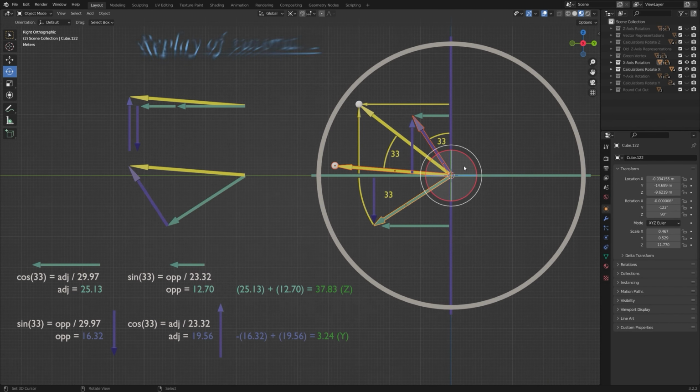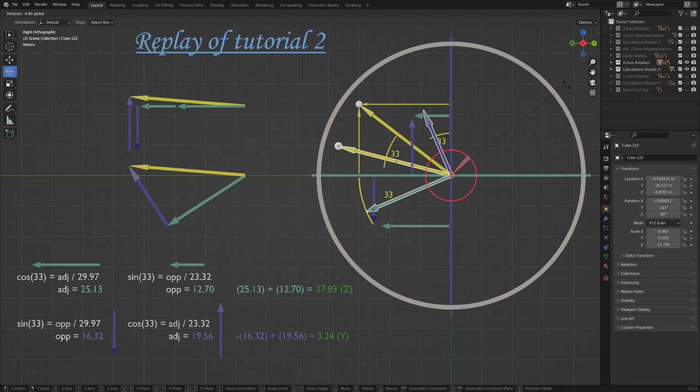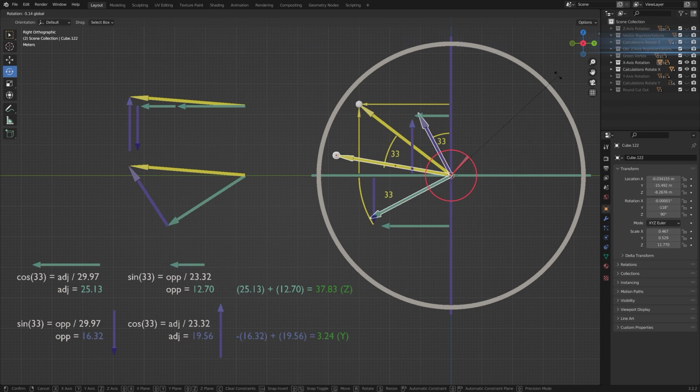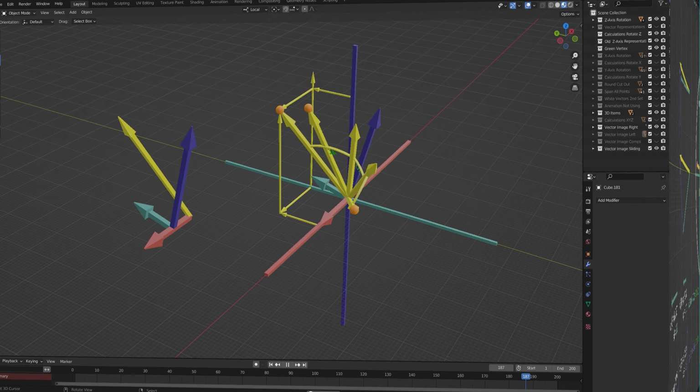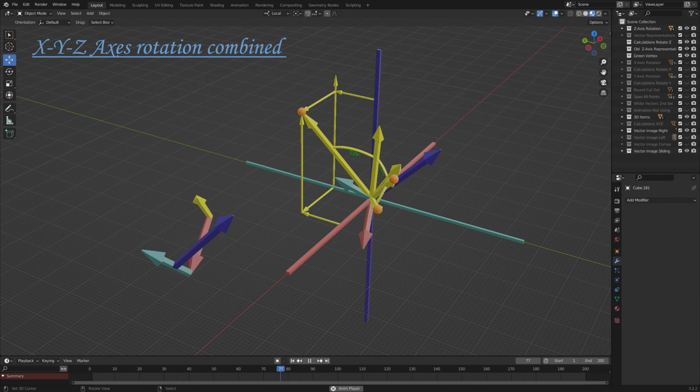In each of the first 3 tutorials, we analysed the triangular geometry of rotating a point around a single axis. This tutorial looks at how that geometry becomes combined as a result of rotating around the X, Y and Z axis in that order, one after the other.